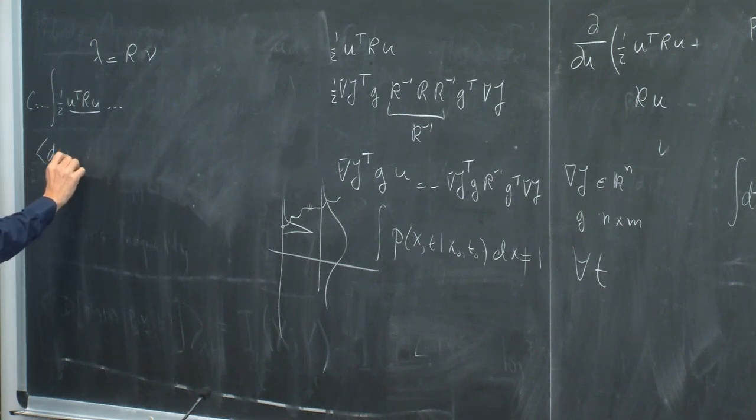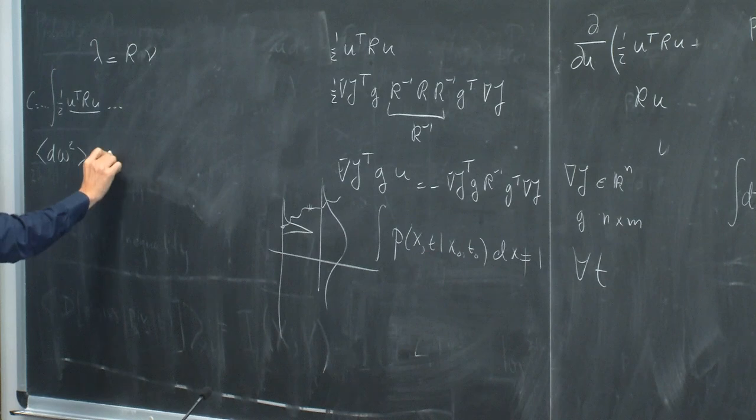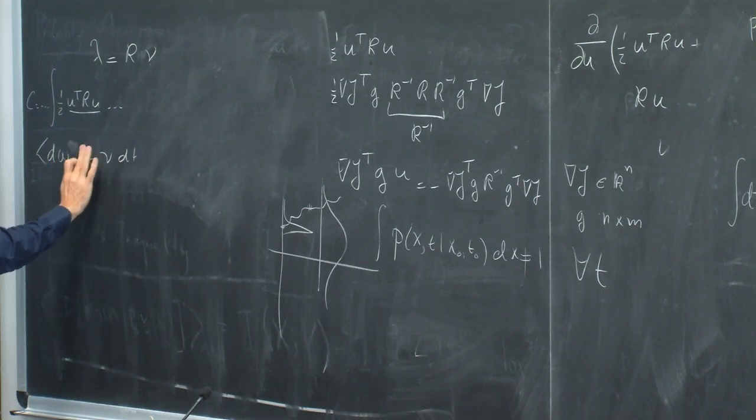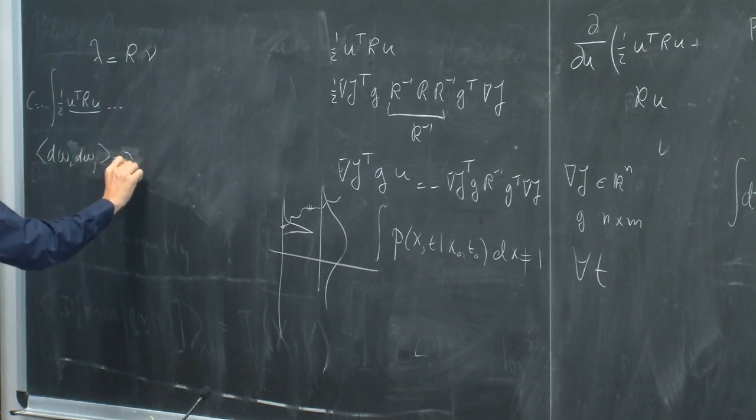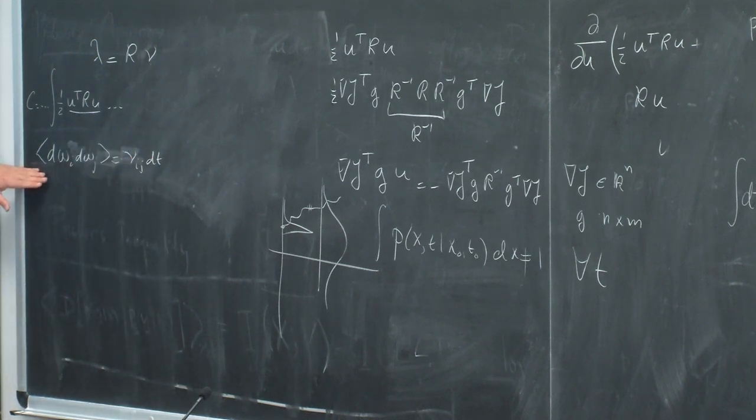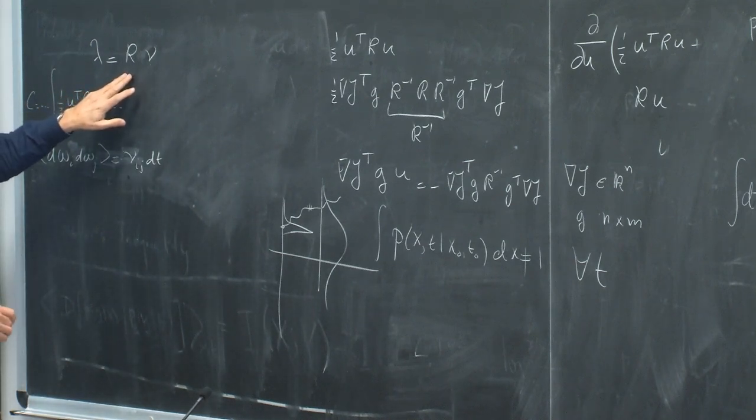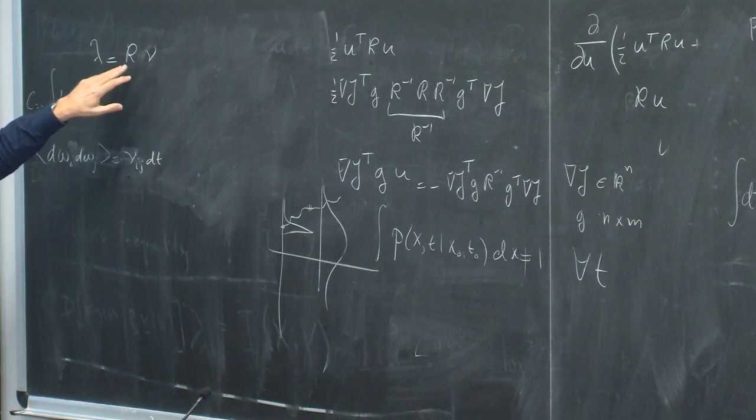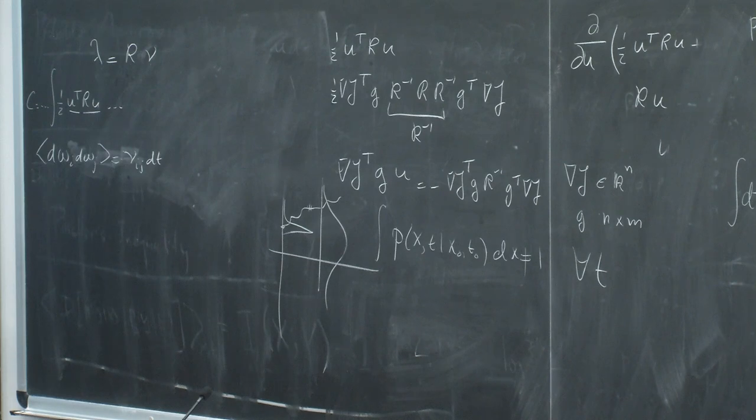The dw squared is nu dt. So let's say it's a matrix. Let's put it like this: dwi dwj is nu ij dt. That's the covariance in the noise in the stochastic process. So these are completely unrelated. But in this path integral formalism, they have to be related in such a way that one is proportional to the inverse of the other, right? So this is what you find there.